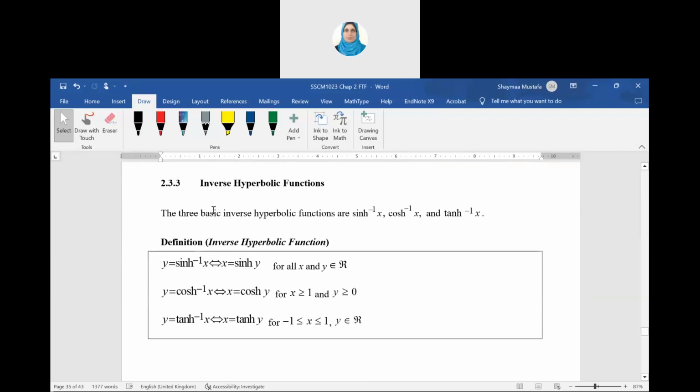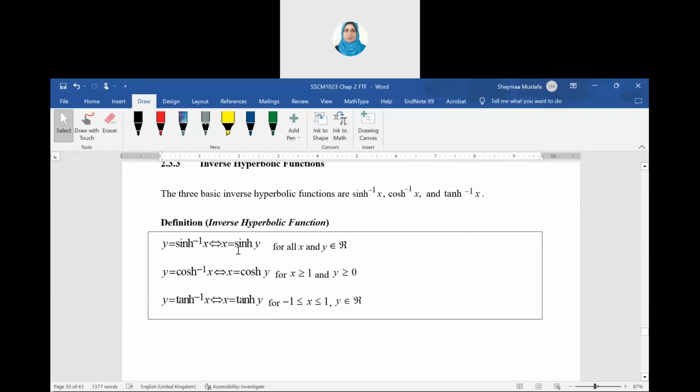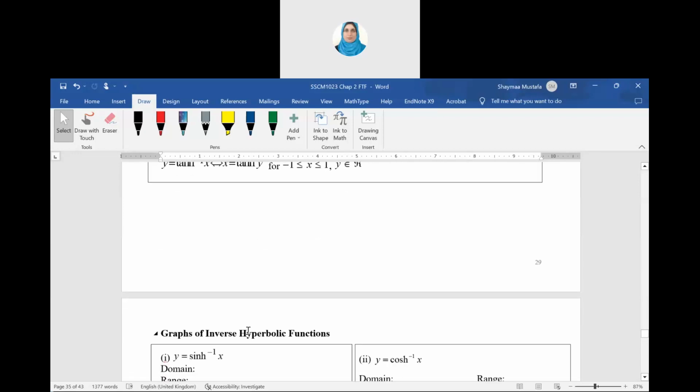Today we'll start in a similar way on inverse hyperbolic functions. If x is equal to sinh y, then y is equal to sinh inverse x. If x is cosh y, y is equal to cosh inverse x. If x is tanh y, y is equal to tanh inverse x. We need to find these functions: sinh inverse, cosh inverse, and tanh inverse.